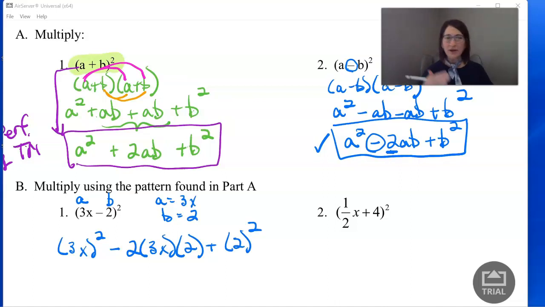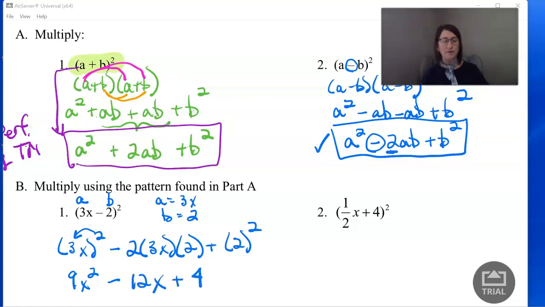Now I just go through and I simplify. (3x) squared is going to be 9x squared. Be careful. You have to make sure to apply that exponent to that 3. And then minus, and I multiply my integers. 2 times 3 is 6, times 2 is 12, so I get 12x plus 2 squared is 4. There I go. This is my perfect square trinomial.